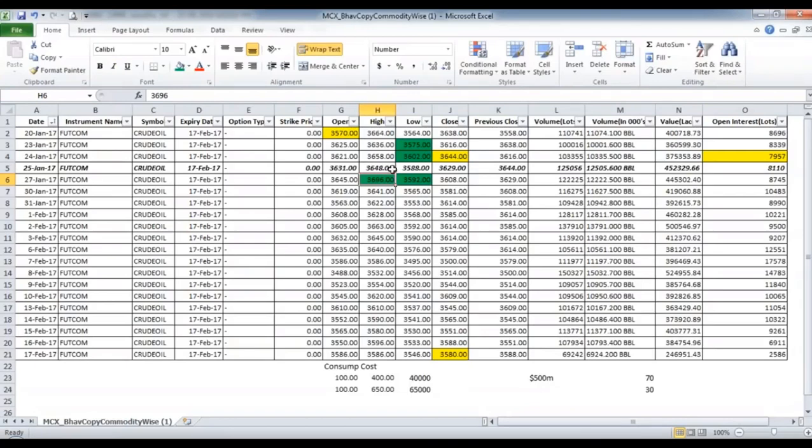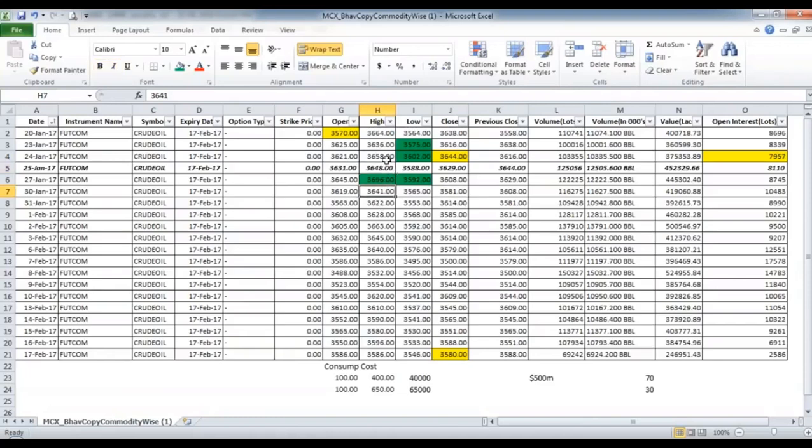Did the price go above the high? Yes, sir. Correct. Did it form a resistance at around 3648? What do you think? Yes, sir. So the resistance formation has happened. Got it? Now, if the resistance formation has happened, it should now start falling, right? It should now start getting into a trend. So there is a resistance formation at around 3648.